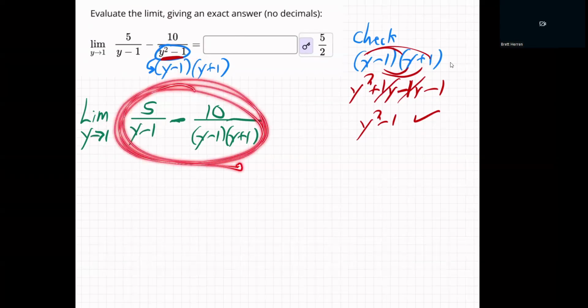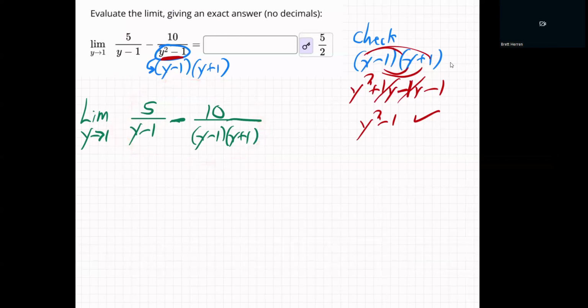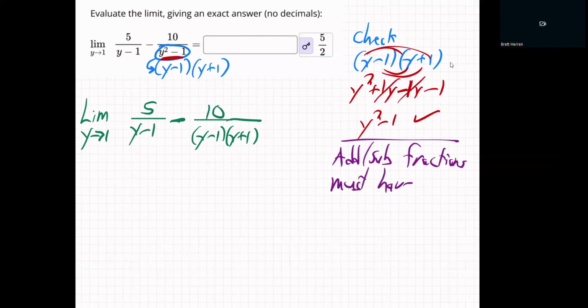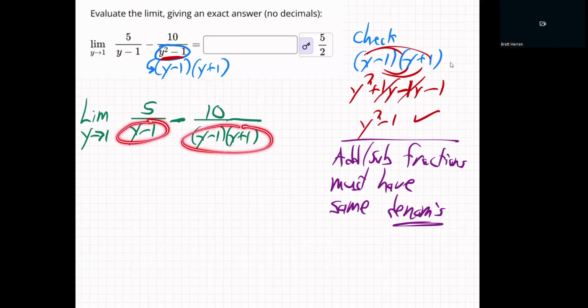Okay, now how do we subtract these fractions? Remember, to add or subtract fractions, you must have same or common denominators. You've got to make them the same. This denominator is y minus 1, y plus 1. This one just has y minus 1. Well, give it what it's missing.